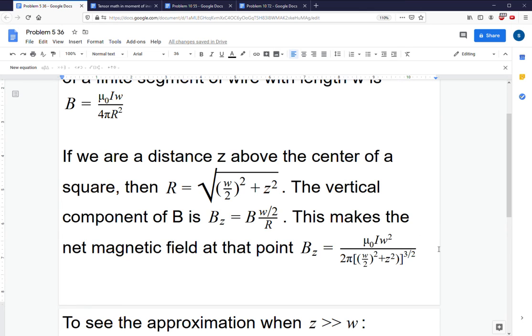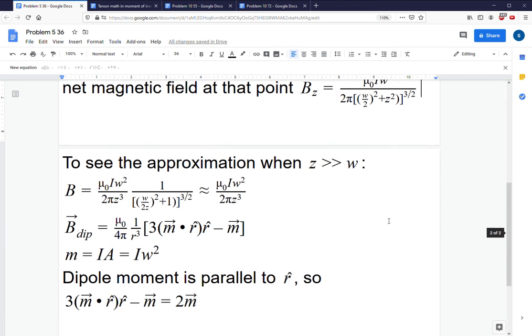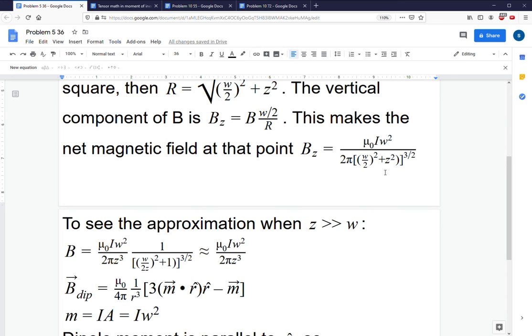Now the other part of the question says, verify that it reduces to the field of a dipole with the appropriate dipole moment. Well, when z is much bigger than w, to first order, we can just eliminate this term right here, the w over 2, because z is much, much bigger than that. I'll admit, when I first did this, I went in assuming that I would still have to keep the first order term. Actually, we don't, not for this. It works just with this lowest order term.